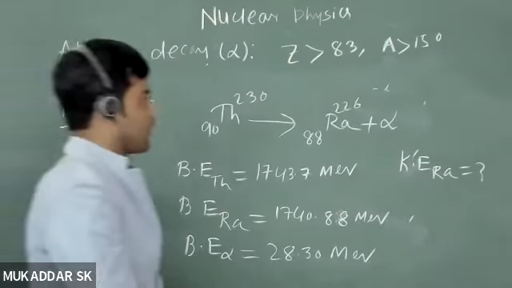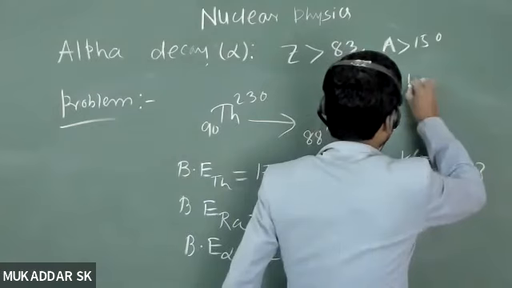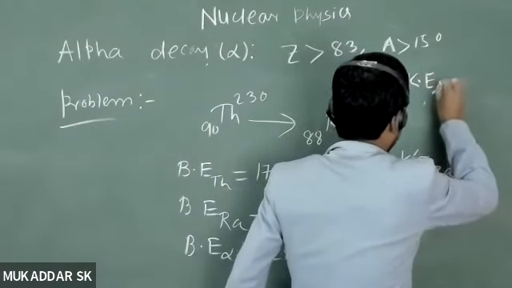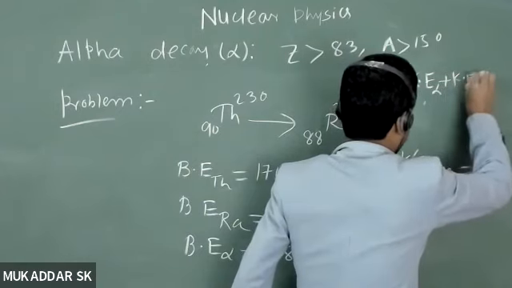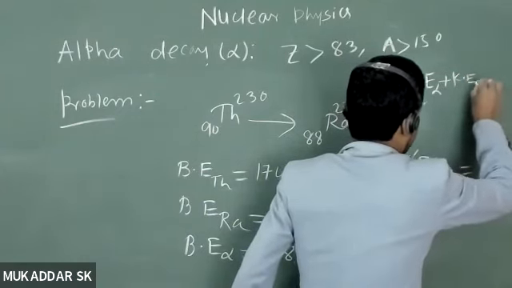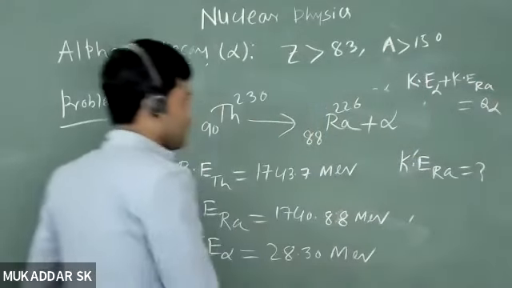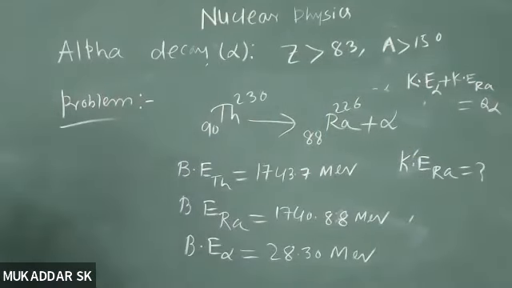So you have a Q value, right? The Q value is nothing but the kinetic energy of the alpha particle plus the kinetic energy of radium, that is equal to your Q alpha. Why is it actually happening like this?